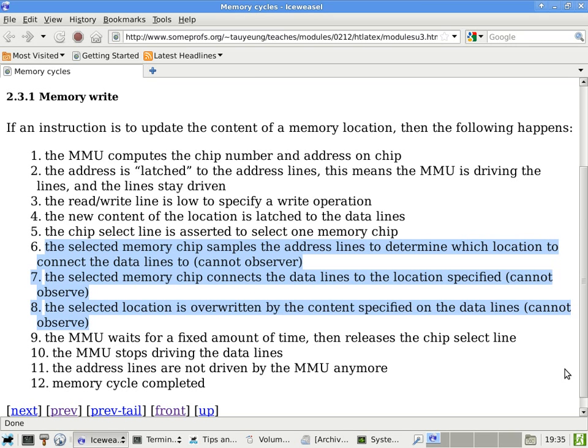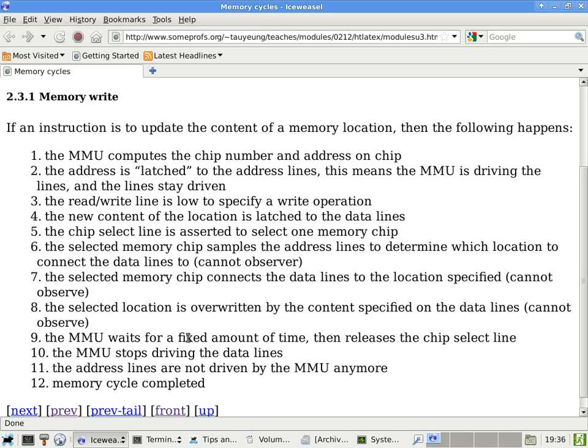And this is what we call the wait state. Okay, if you buy memory chips, sometimes they will have specifications like wait states. This is what wait state is all about. How much time the memory chip needs in order to complete a read or a write operation.